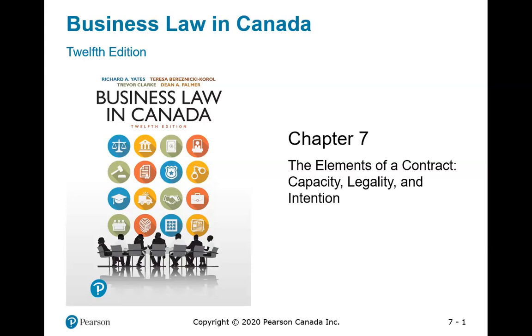Today we'll see capacity, and I told you that capacity is actually not a required element. There are some circumstances in which a contract will be void, depending on the party, but in most situations, whether the party has capacity or not, the contract will be voidable, not void. And then we'll look at legality and intention. So we'll see that the requirements today are more straightforward, not too difficult at all.